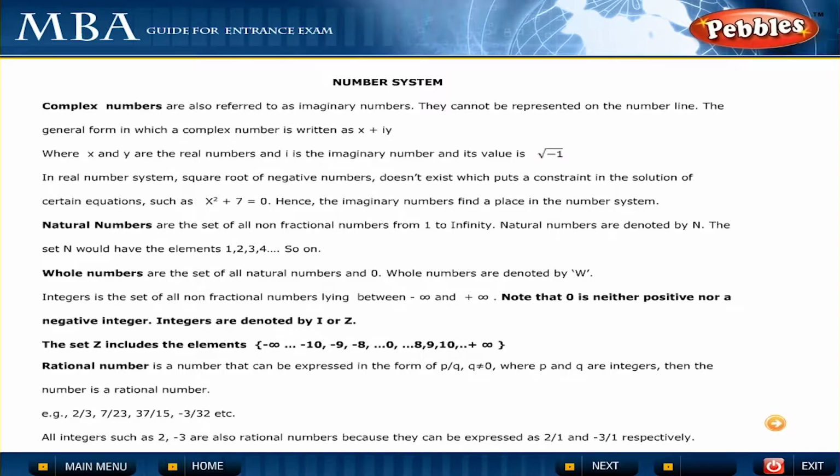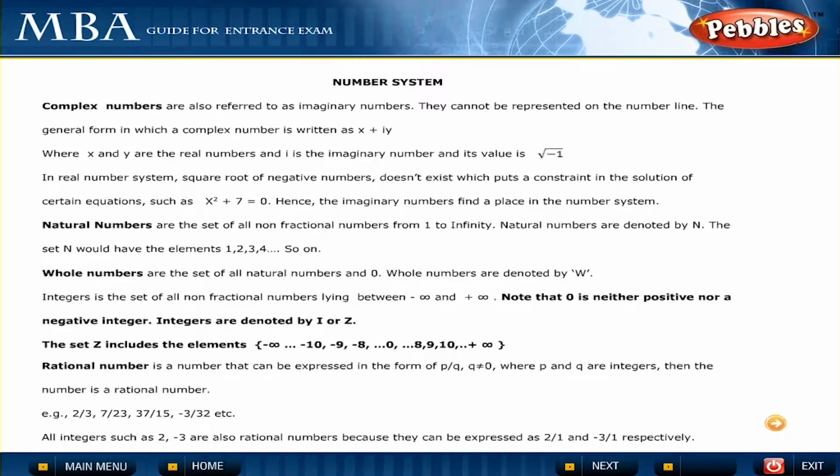Integers are a set of all non-fractional numbers lying between minus infinity and plus infinity. Note that 0 is neither a positive nor a negative integer. Integers are denoted by I or Z.